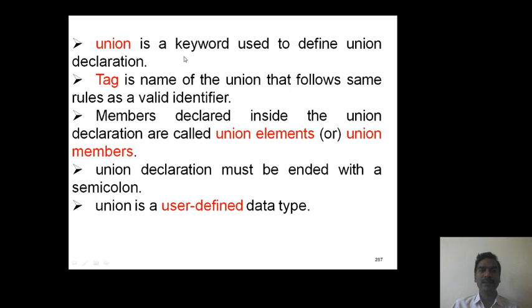Now observe these points. Union is a keyword used to define a union declaration. Tag specifies the name of the union that follows the same rules as a valid identifier. Members declared inside the union declaration are called union elements or union members. Union declaration must end with a semicolon. Union is a user defined data type.